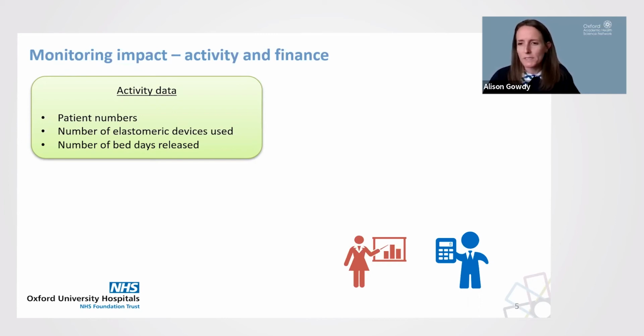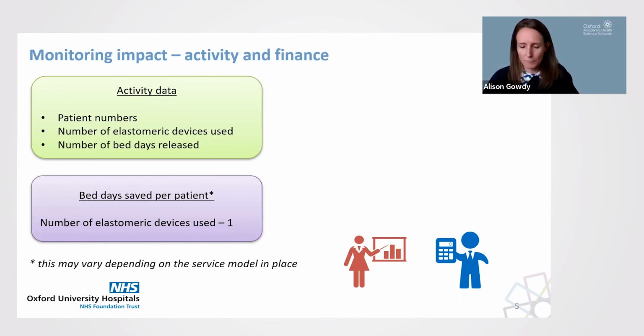It is straightforward to calculate the number of bed days saved per patient. This is the total number of elastomeric devices used by that patient minus 1. 1 is subtracted to account for the first device being administered in hospital on the day of discharge. However, please note that this is based on the model at OUH, and you may need to amend this based on the service model your trust adopts.